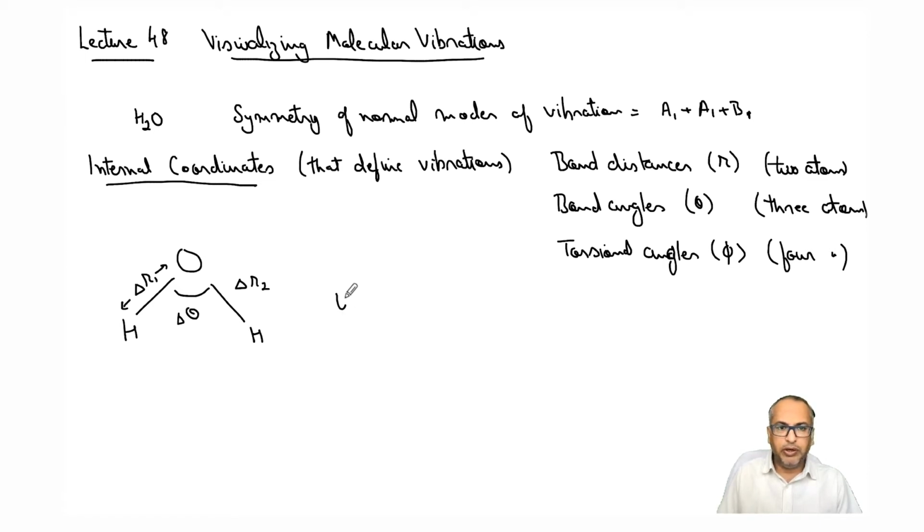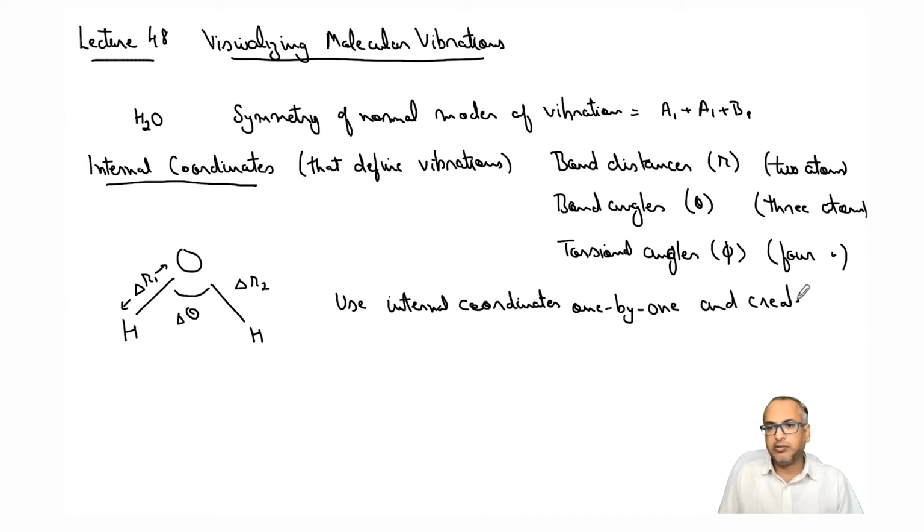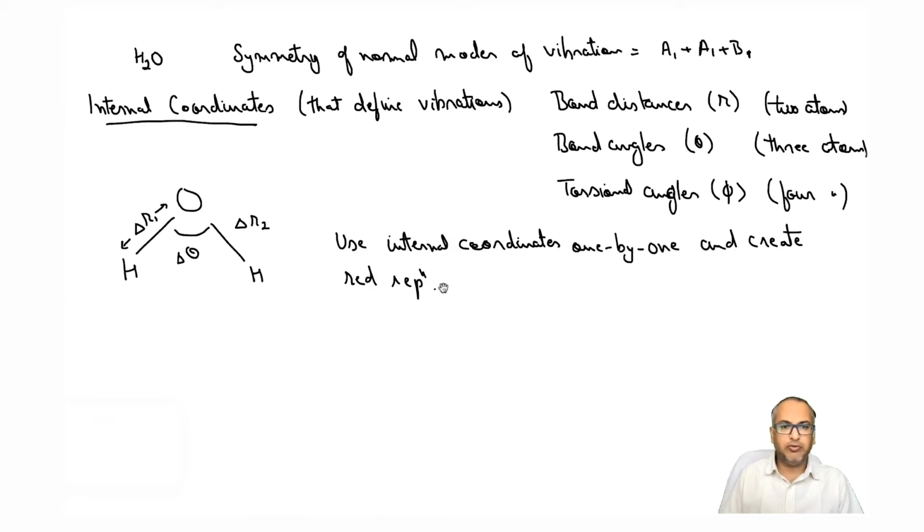We will use internal coordinates one by one. Okay, that is very important. You cannot take bond angle and bond length together and create a reducible representation. That would not solve the problem. So one by one, we create a reducible representation. So what do we get?